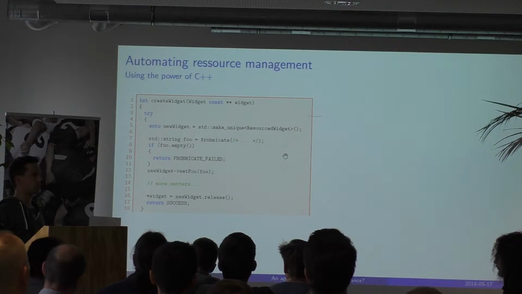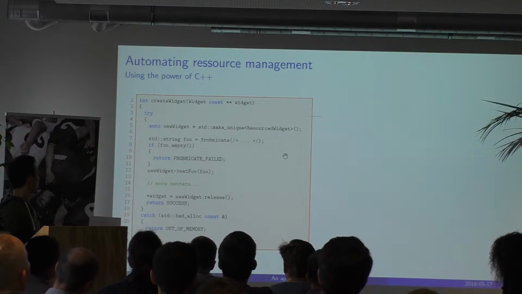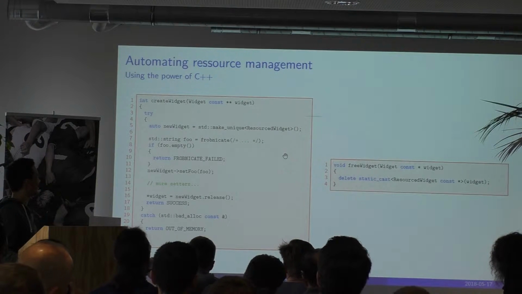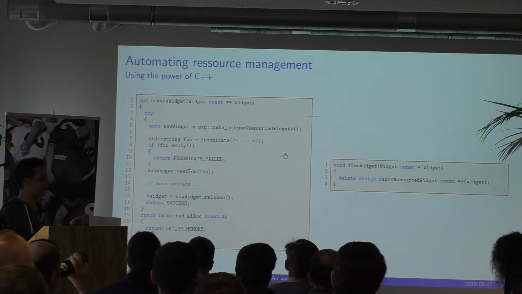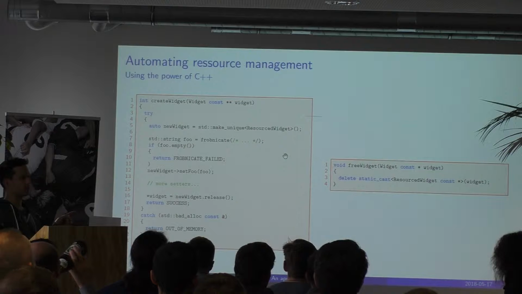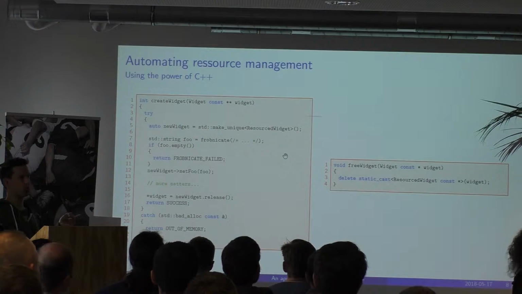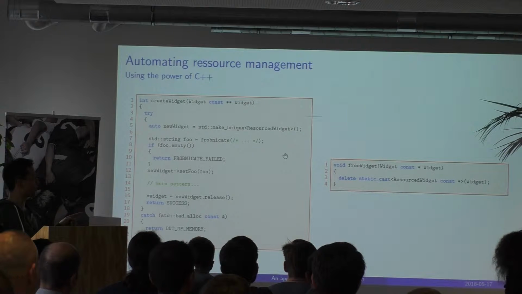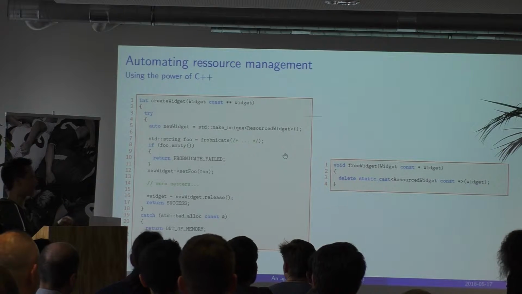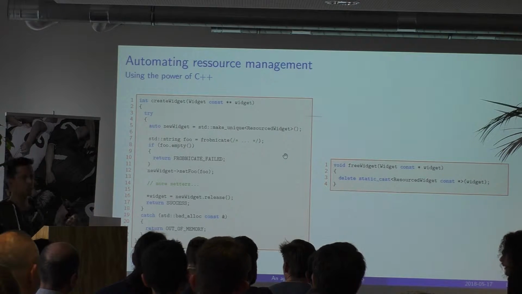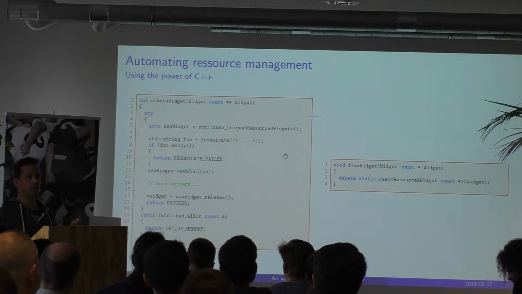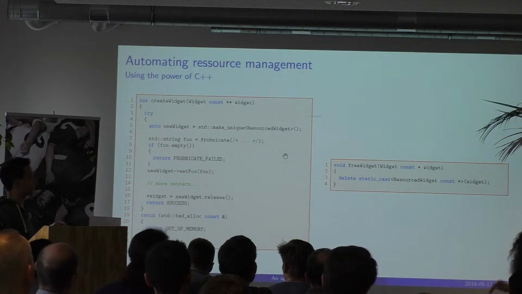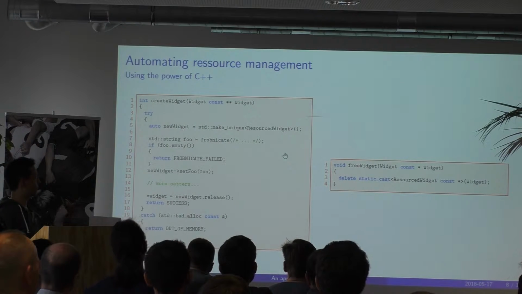Deleting should be similarly simple. Oh, sorry, I forgot the exception management. But there's one caveat here. We need the static cast, because it's a C struct. We can't add a virtual destructor. So if we did not add the static cast, we would delete with the static type, which would be widget, and then all our resource managing members would not get deleted. So we have a memory leak. So this is really important here.